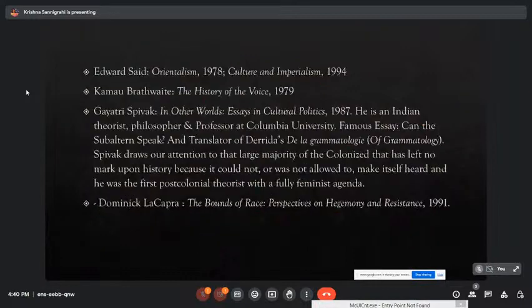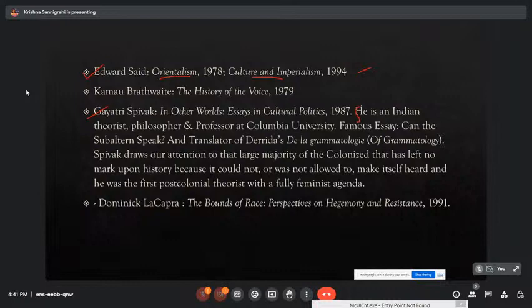Another important thinker is Edward Said, and Edward Said's Orientalism and Culture and Imperialism are very, very important and give us important concepts of what we mean by them. Then we have Kamau Brathwaite, The History of the Voice, and then we have Gayatri Chakravorty Spivak's In Other Worlds: Essays in Cultural Politics.